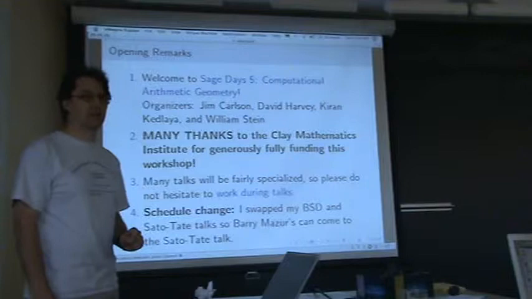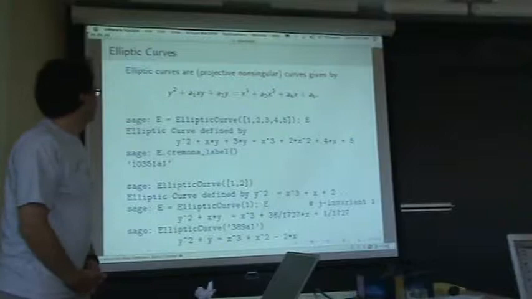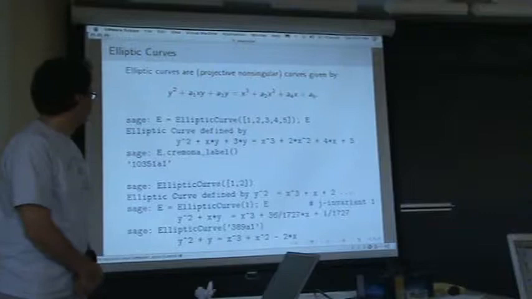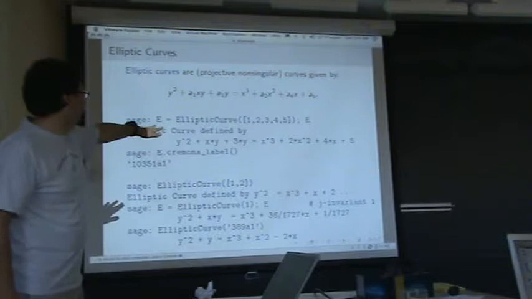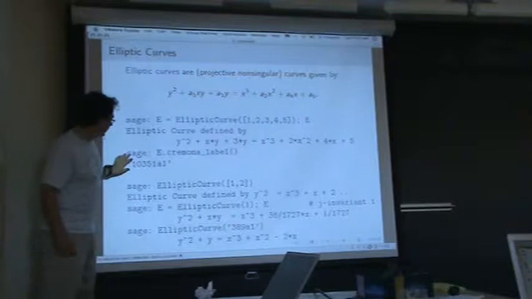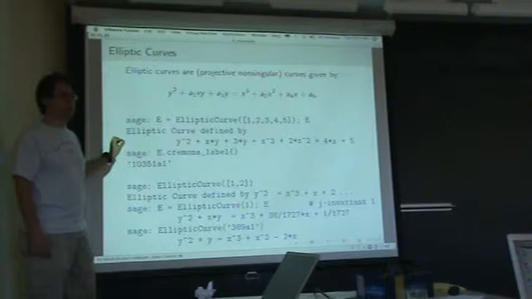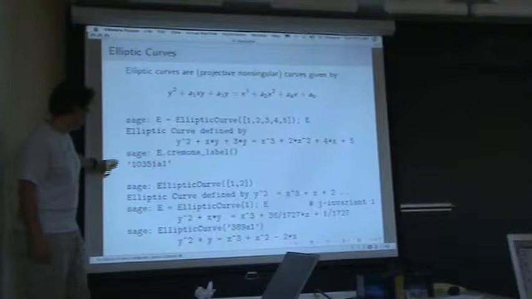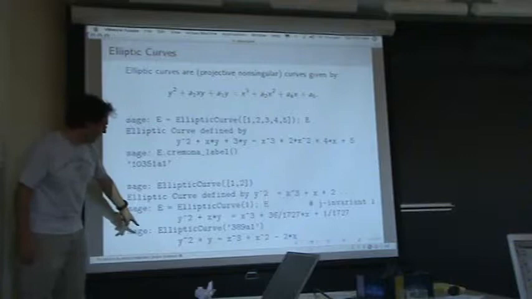So first, elliptic curves are projective non-singular curves given by an equation like this. And there are many ways to make elliptic curves in SAGE. They are objects which are fairly well supported in SAGE. You can give the 5-tuple of a-invariants that defines an elliptic curve. And given a curve, you can also ask what's the Cremona label of the curve, which is some number like this. That'll work for any elliptic curve, but it'll work for curves by default up to conductor 10,000, and if you install the optional Cremona database package, up to wherever that goes, which is over 100,000. You can also make an elliptic curve given a-invariants and given a Cremona label.